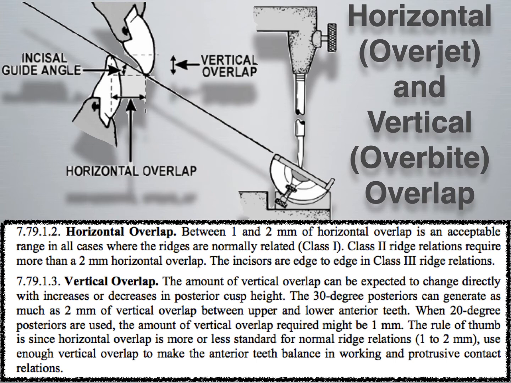We have a vertical overlap. The amount of vertical overlap can be expected to change directly with increases and or decreases in posterior cusp height. The 30-degree posteriors can generate as much as a 2 millimeter vertical overlap between the upper and lower anterior teeth. When 20-degree posteriors are used, the amount of vertical overlap required might be only 1 millimeter. The rule of thumb is, since horizontal overlap is more or less standard for normal ridge relations, which is 1 to 2 millimeters, use enough vertical overlap to make the anterior teeth balance in working and protrusive contact relations. We're going to get a little more into that this lecture, talking about working and balancing contacts as well as protrusive contacts.